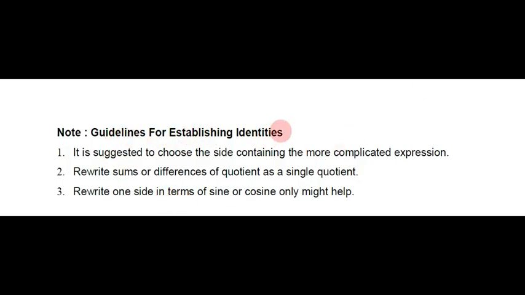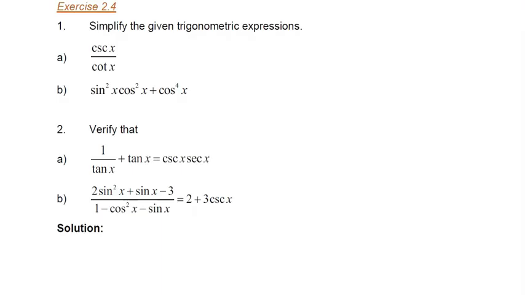Guidelines for establishing identity. It is suggested to choose the side, whether left or right side, containing the more complicated expression. Rewrite sums or differences or quotients as a single quotient, and then rewriting one side in terms of sine or cosine only might help. So we just need to practice and use the identities to verify the equations. Now look at this exercise. Pause your video and try to solve it by yourself.